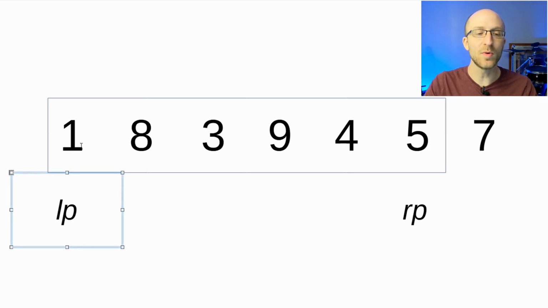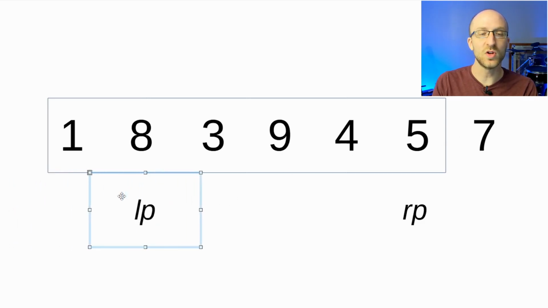So first we look at the number 1. Is 1 larger than 7? No. So then we move that left pointer over to look at the number 8. Is 8 larger than 7? Yes. So we'll stop there and leave that left pointer pointing at the number 8. And then we move on to our right pointer.